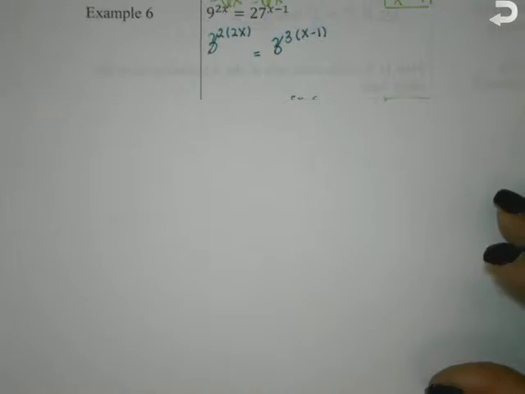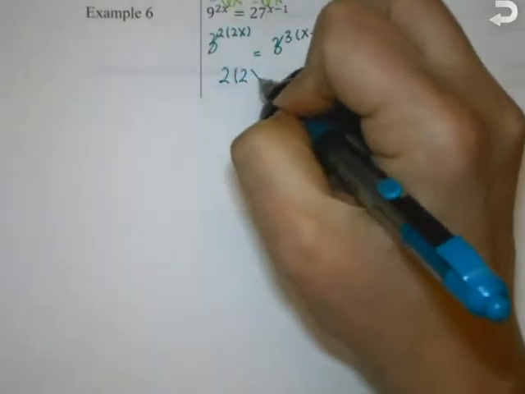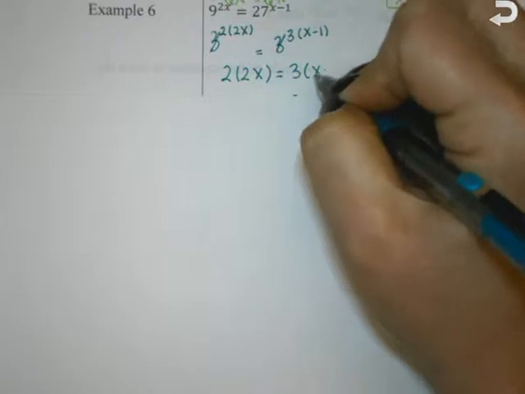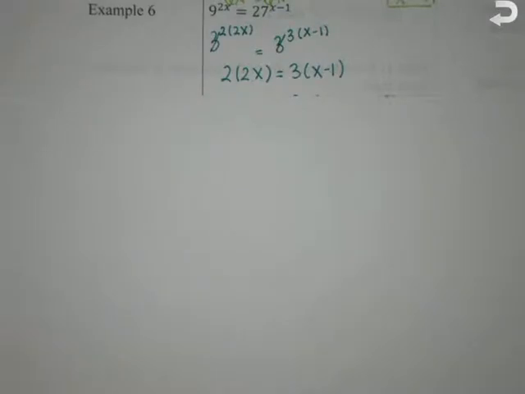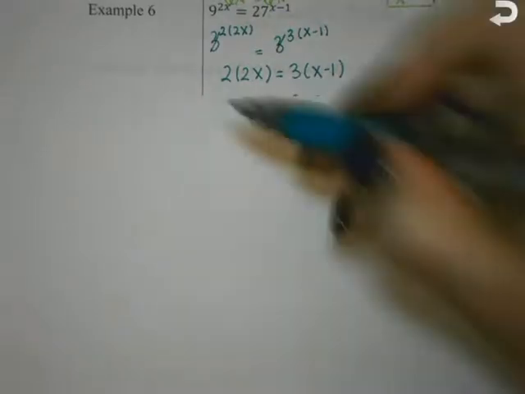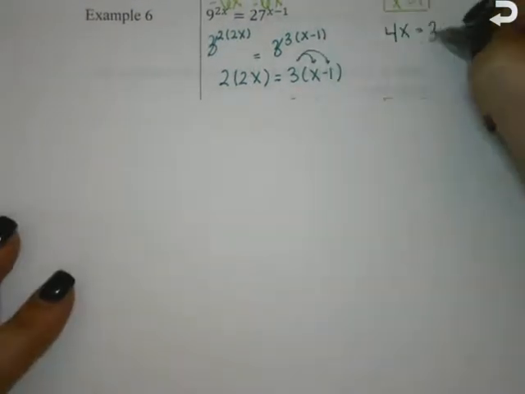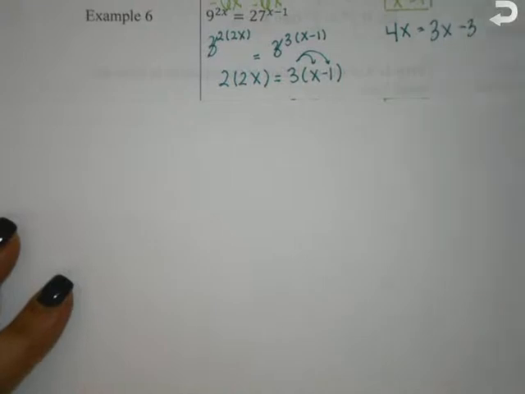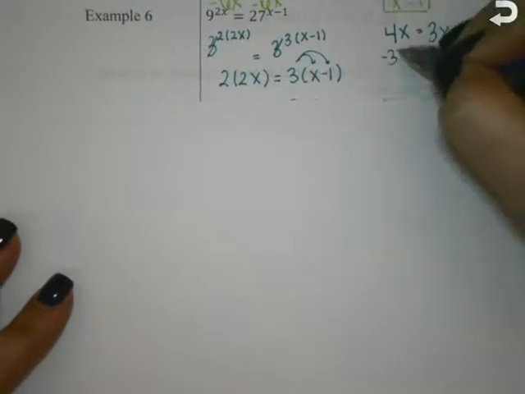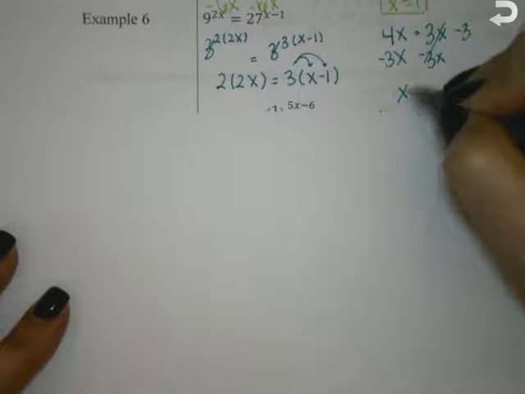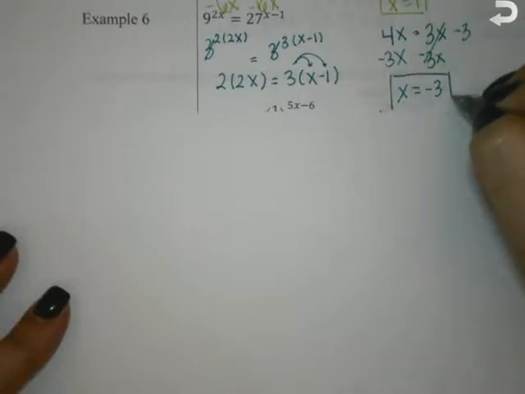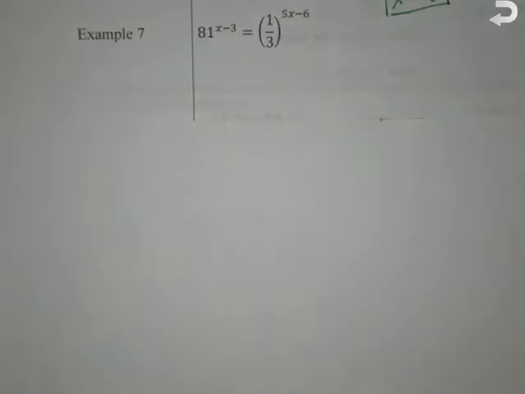So now we can drop the bases, and we get 2 times 2x equals 3 times x minus 1. 2 times 2x gives me 4x, and then distribute here. So equals 3x minus 3. When I subtract 3x from both sides, I get x equals negative 3.